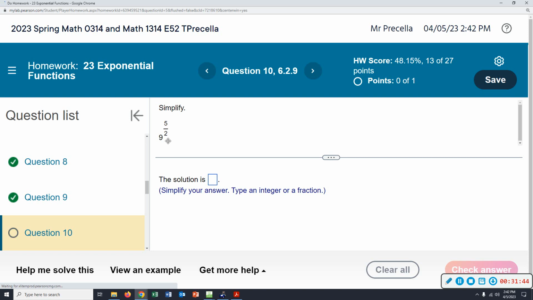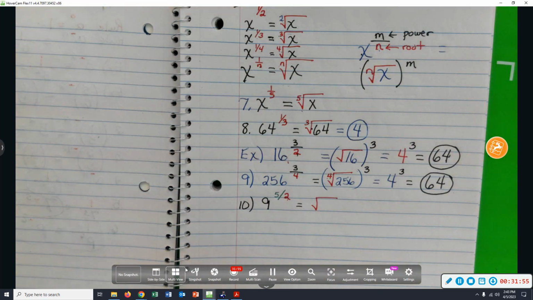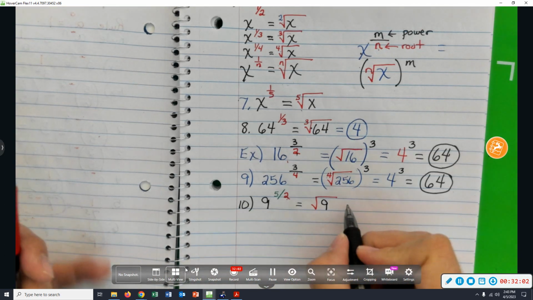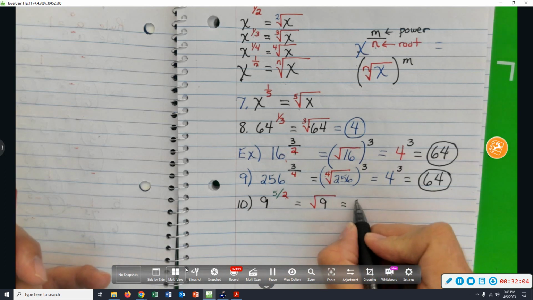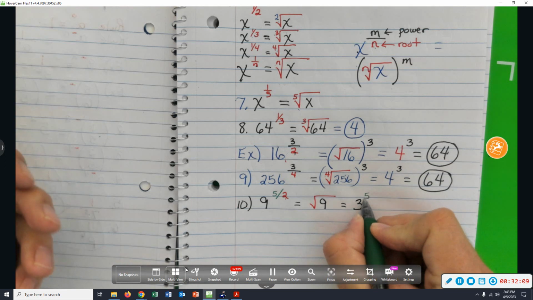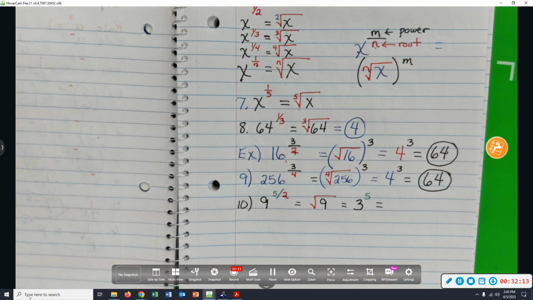So in words, we're going to take the square root of 9 and then raise it to the 5th power. There it is. Okay, so square root, not square. What's the square root of 9? 3. And then 3 to the 5th, if you multiply 3 out 5 times, you're going to get 243.